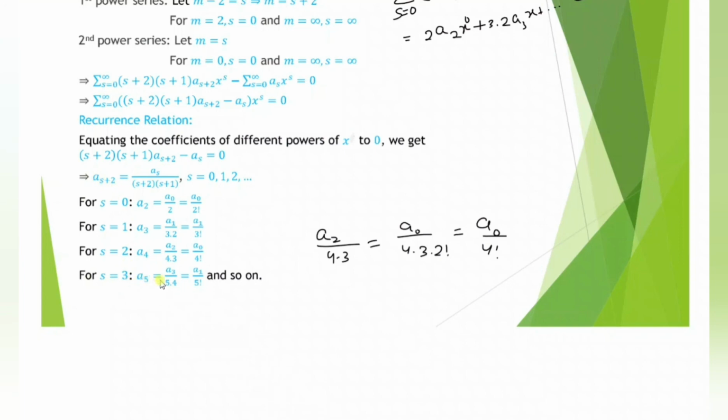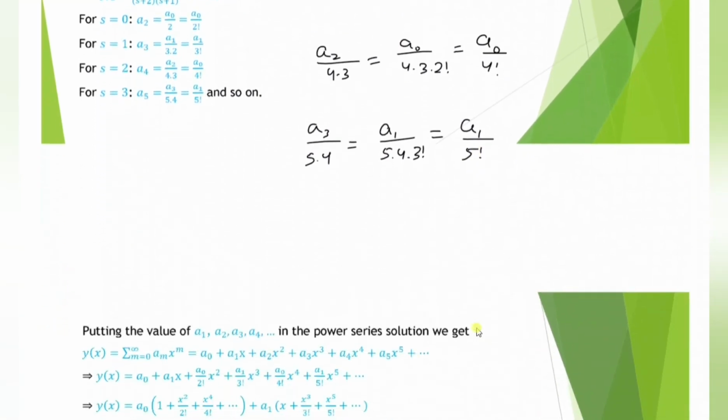For s = 3 ये क्या होगा? a_{3+2} is a5 equal to a3/(3 + 2) is 5, (3 + 1) is 4. यहाँ a3 का वैल्यू पुट कर लेंगे। a3/(5 into 4) है। a3 क्या आया है? a1/3 factorial. a1/(5 into 4 into 3 factorial), this is a1/5 factorial.